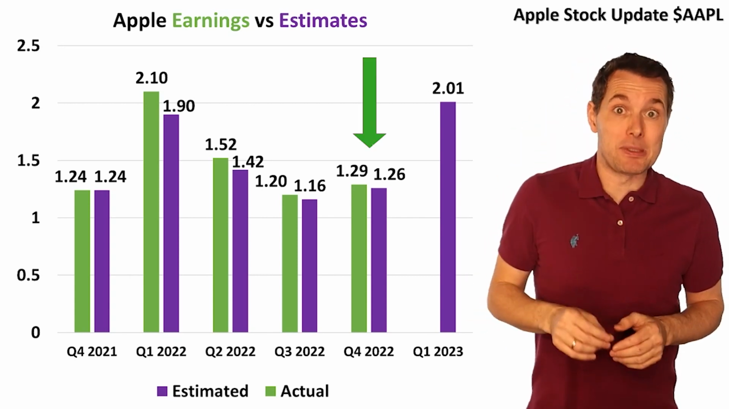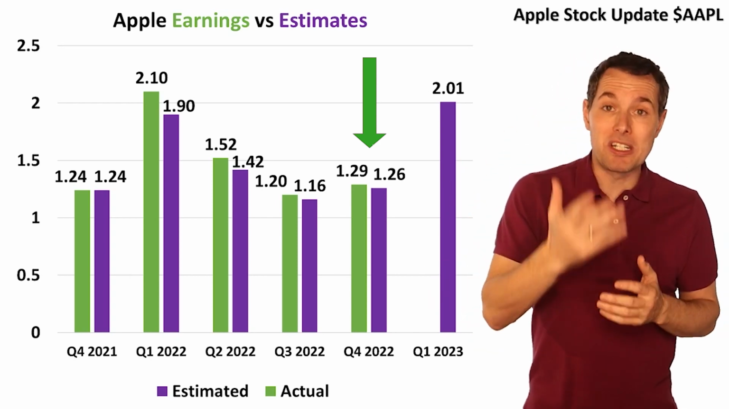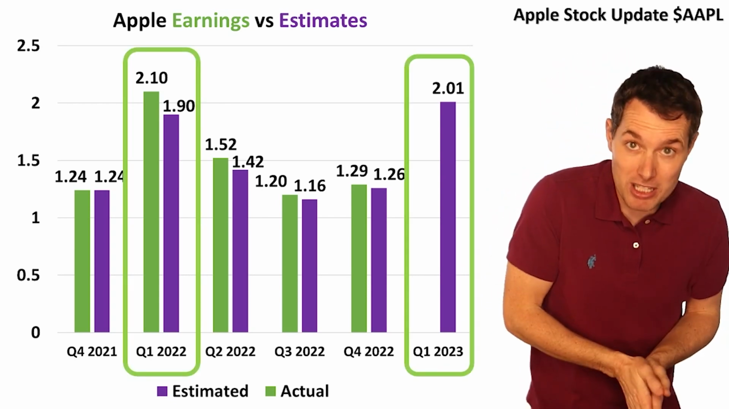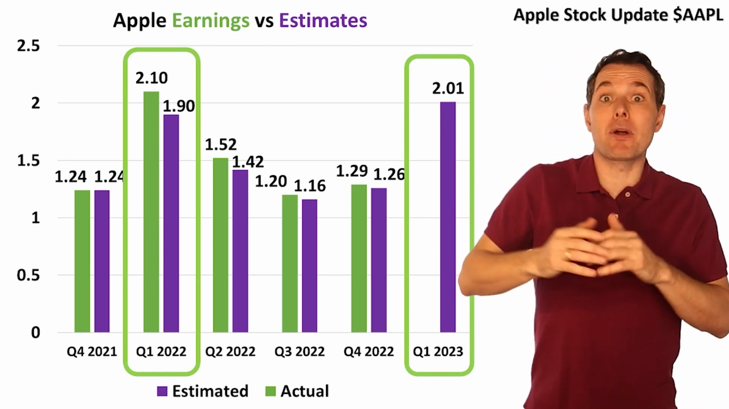They beat estimates by about 3 cents. They came out with $1.29. They were expected to do $1.26. But we can see that estimates in the first quarter of 2023 and the first quarter of last year had huge numbers compared to the rest of the years.